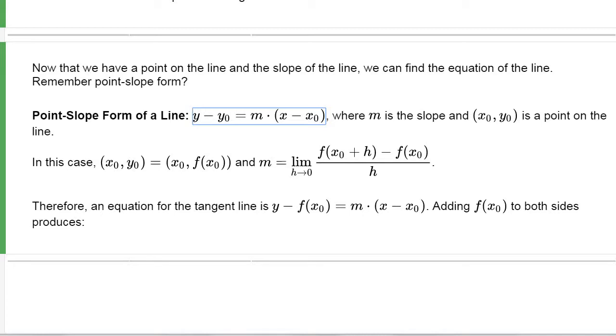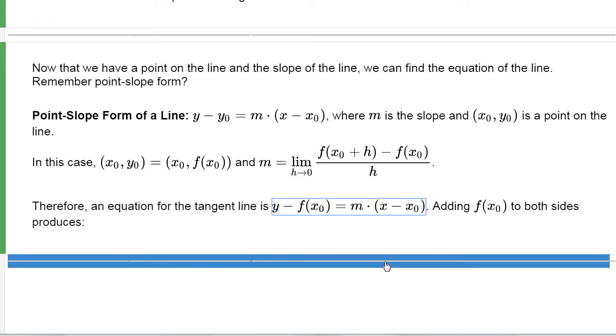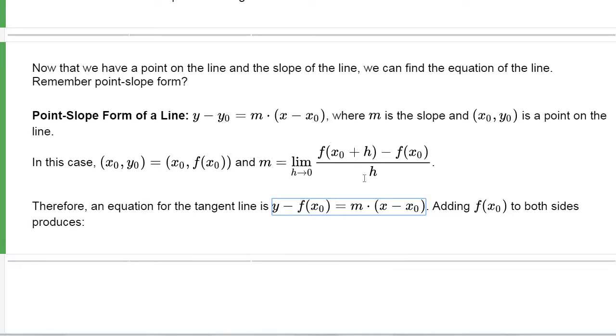In this particular case, the particular point we have on the line, x0, y0, is x0 is the x-coordinate, y0 is the function value, which is f of x sub 0. The slope is given by that limit of the difference quotient as h goes to 0. So here's an equation for the tangent line, just replacing f of x sub 0 for y sub 0, and then m, I didn't write it here, but this limit would go right here in the place of m.